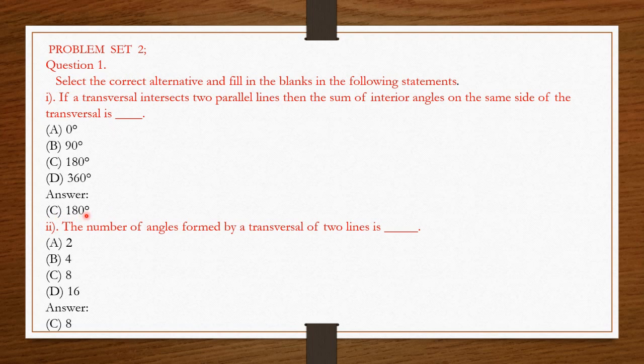Question number 2. The number of angles formed by a transversal of two lines is dash. Options: A is 2, B is 4, C is 8, D is 16. The answer is option C, 8.